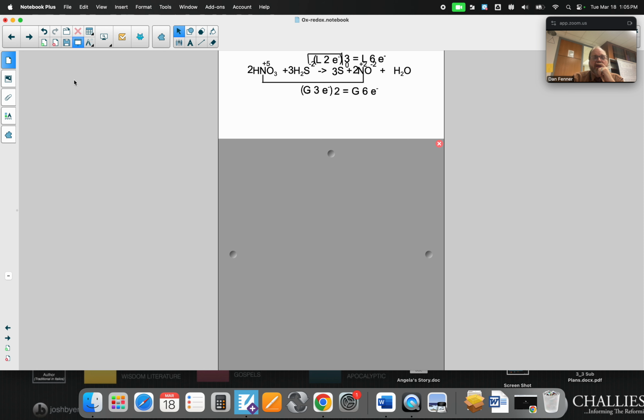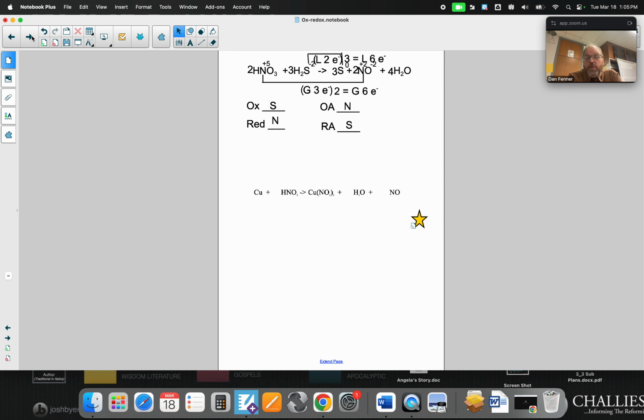Now my balancing, I got 2 nitrogens, 3 sulfurs, 3 sulfurs. I have 6, 7, 8. So I got to put, there we go. Sulfur's losing, nitrogen's gaining, oxidizing agent nitrogen, reducing agent sulfur. Let's try this one. Again, we have an element by itself, that copper over here, element by itself is 0.